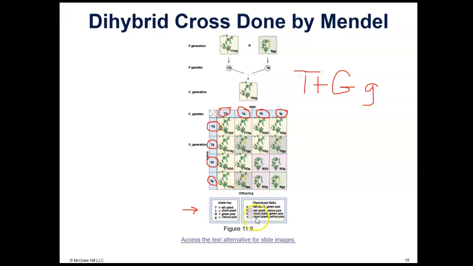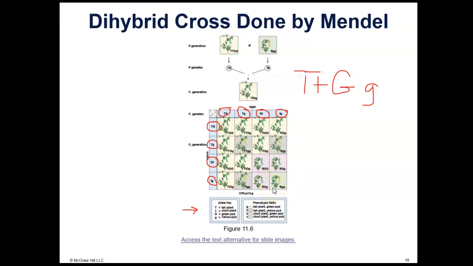So you can also get 3 out of 16 if you do the first trait recessive and the second trait dominant. So short plant with a green pod, and those are going to be right here. Little t, big G, little t, big G, and little t, big G, little g. And the last individual in the Punnett square is going to be represented by 2 little t's, 2 little g's. So that means 1 out of 16 of the offspring are expected to be short and yellow, both traits recessive.